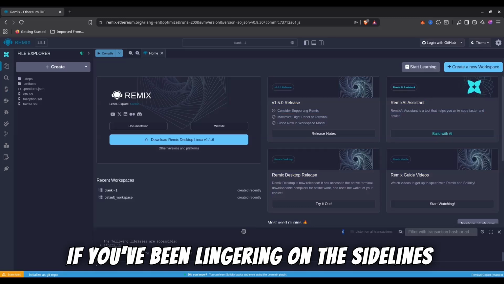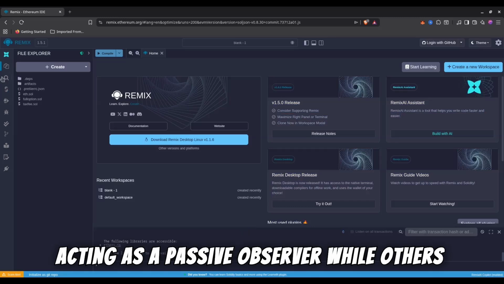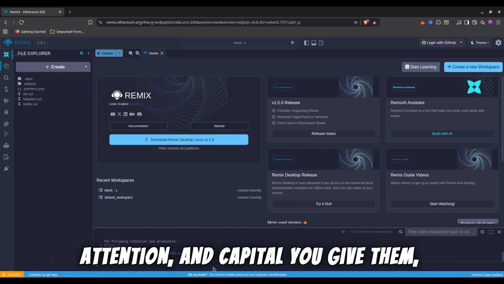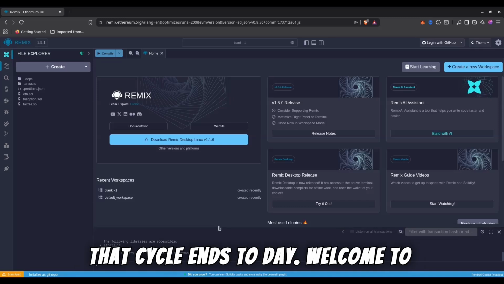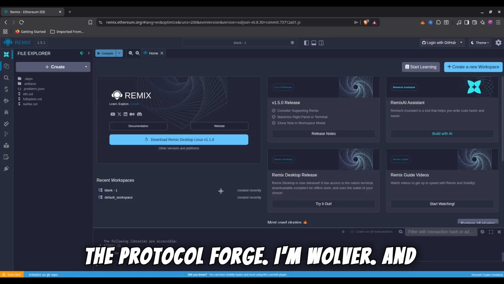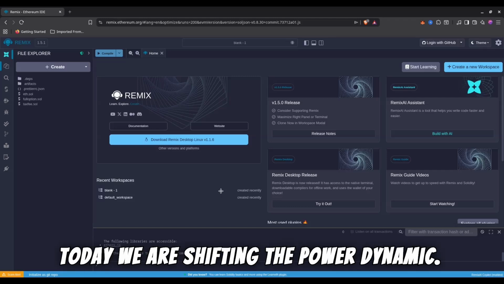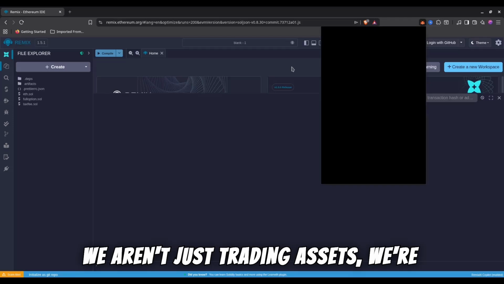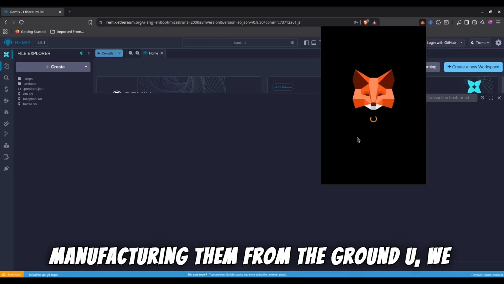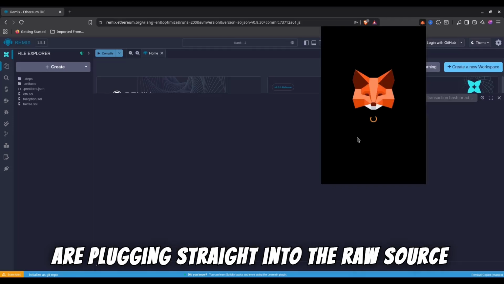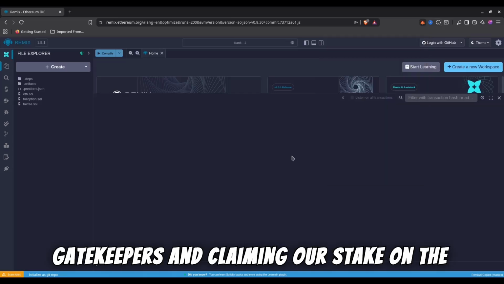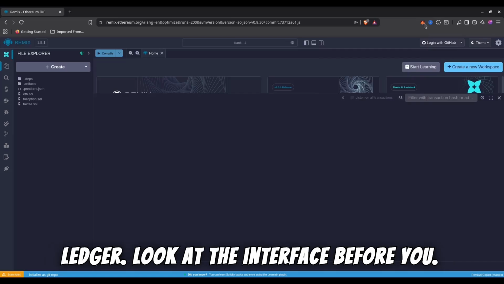If you've been lingering on the sidelines, acting as a passive observer while others harvest massive rewards from the time, attention, and capital you give them, that cycle ends today. Welcome to the Protocol Forge. I'm Wolver, and today we are shifting the power dynamic. We aren't just trading assets, we're manufacturing them from the ground up. We are plugging straight into the raw source of decentralization, bypassing the gatekeepers, and claiming our stake on the ledger.